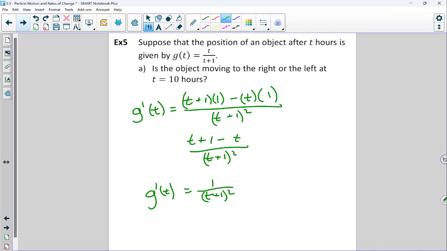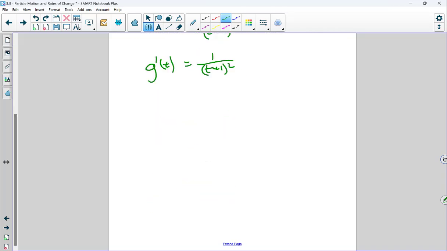No matter what the t value is, t plus 1 squared will always be positive. A positive over positive is always positive. Is the object moving to the right or to the left at t equals 10? No matter what number I plug in, it's going to be positive. So the object moves to the right.